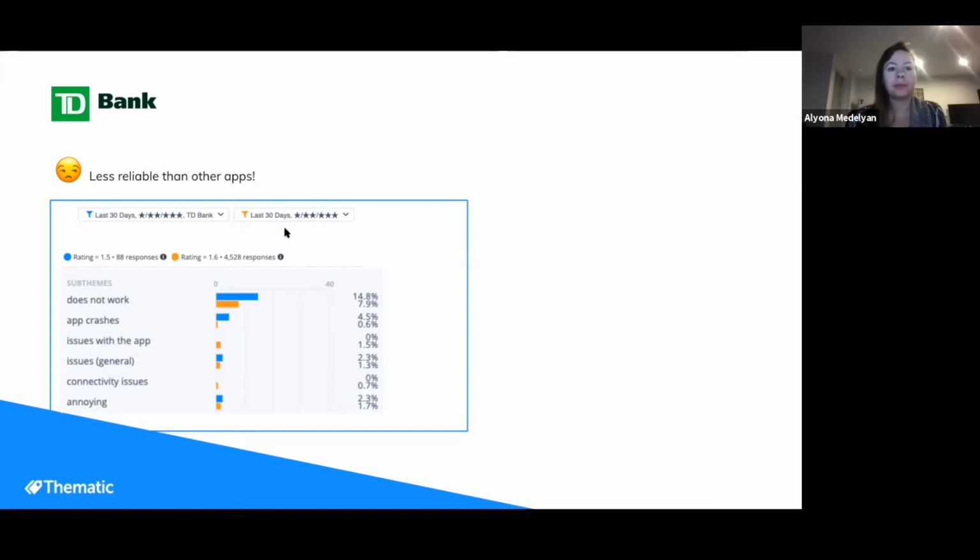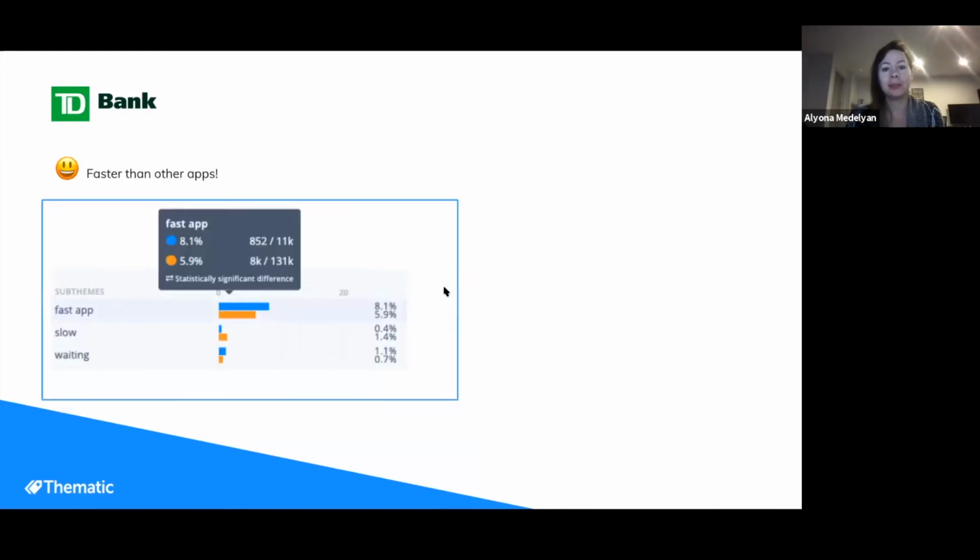in orange. So we can see that among these reviews, the kinds of themes that people mention are the fact that the app doesn't work or it crashes. And you can see straight away that TD Bank is actually struggling. They have twice as many people saying that the app doesn't work. So will they do something about it? You will read in the full study that we've published on our blog. And then on the positives, of course, because you also want the strengths, it turns out TD Bank has an app that's faster than other banks.